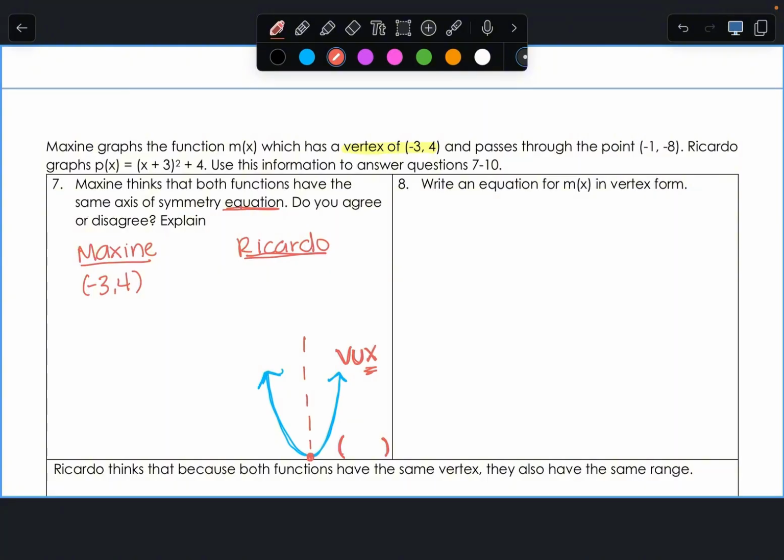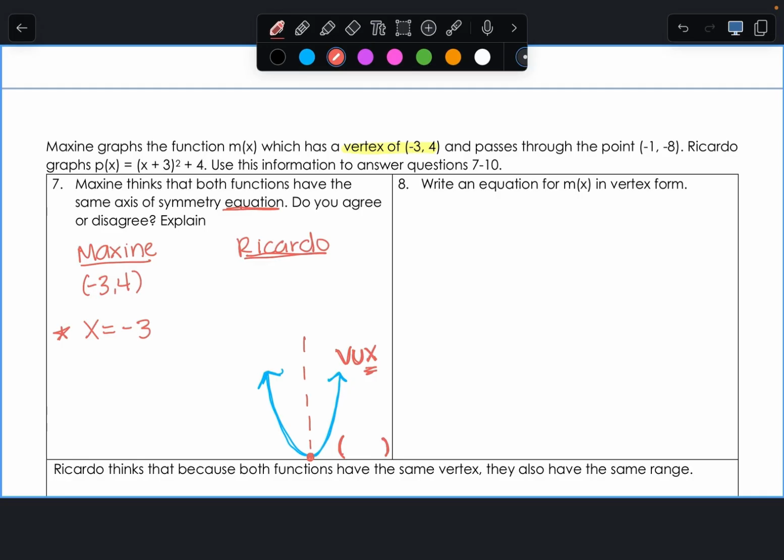-3. Is -3 a good enough answer? X equals negative... An appropriate answer: X equals -3. So, this is the equation for the axis of symmetry for Maxine.